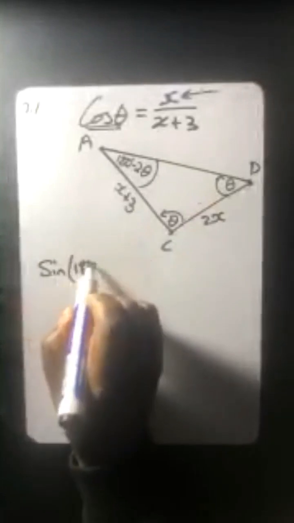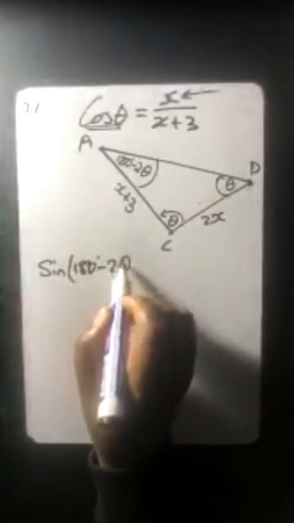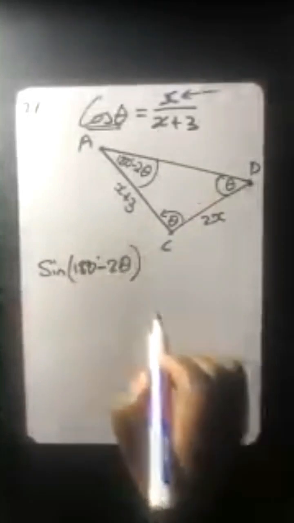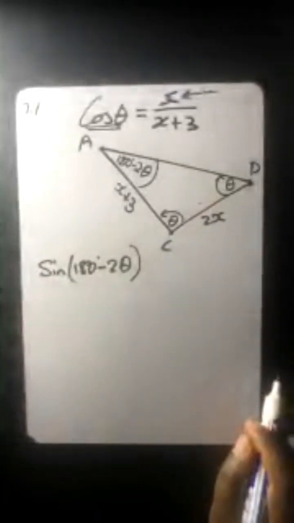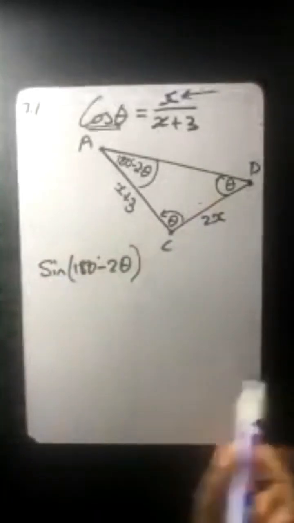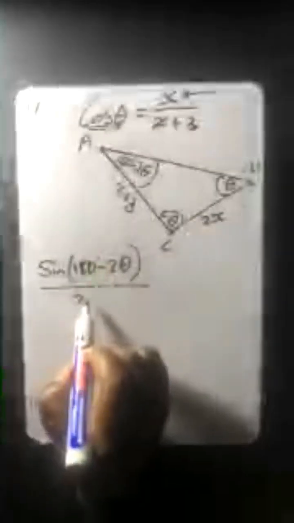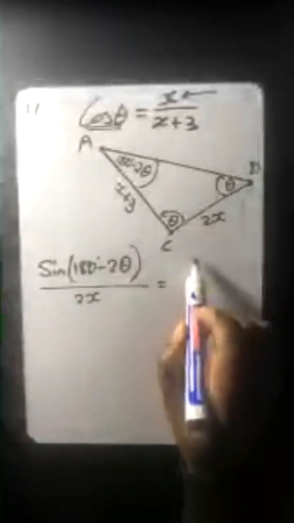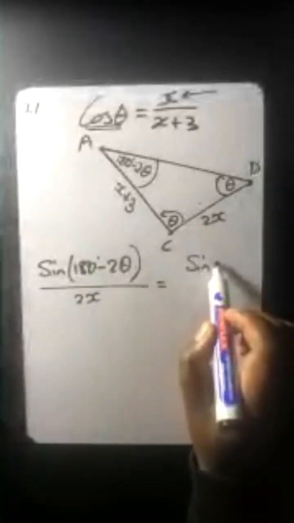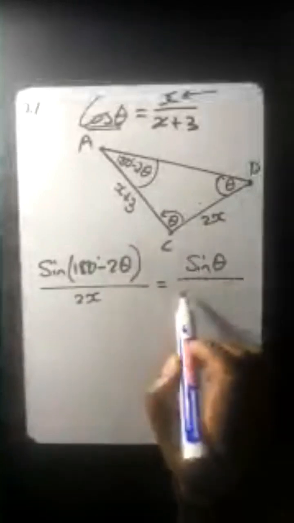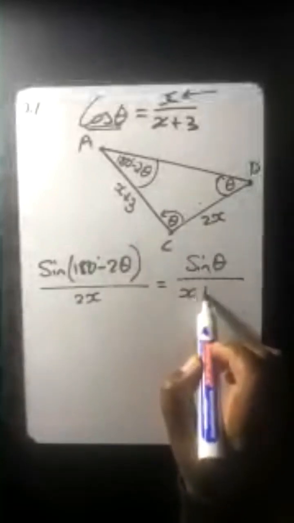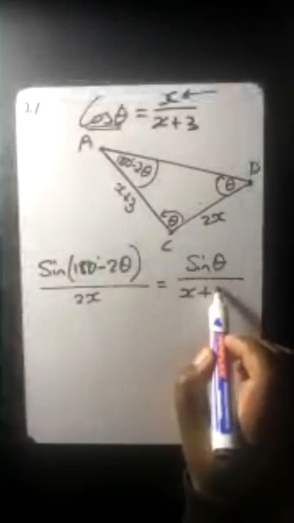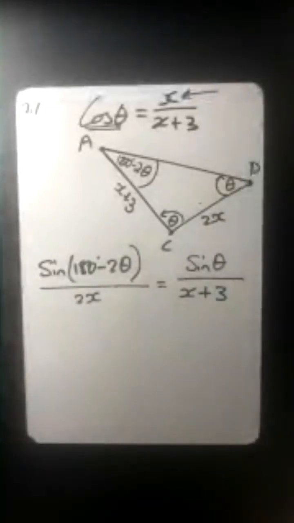So what if we say sine of 180 degrees minus 2 theta over the opposite side, which is 2x. And then there I'm going to say sine of an angle over that.